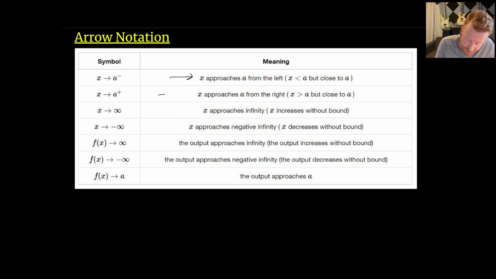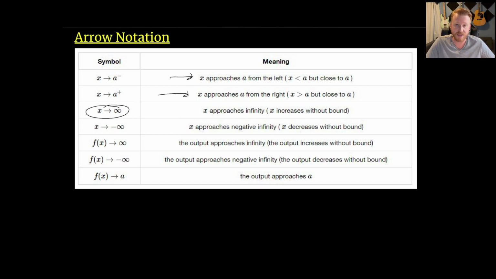And we can do the same thing coming from the other direction. So if we have this a to the plus sign, it means that we're coming in from the positive side. We're thinking about approaching a with x values being bigger than a, but close to a. And then we can think about doing the same thing as we go out to positive and negative infinity. X can get infinitely large, it increases without bound.